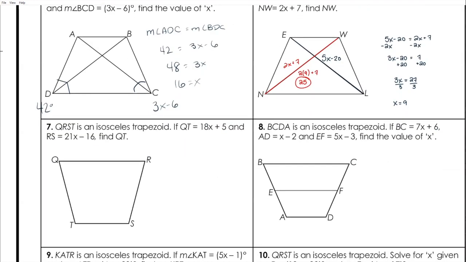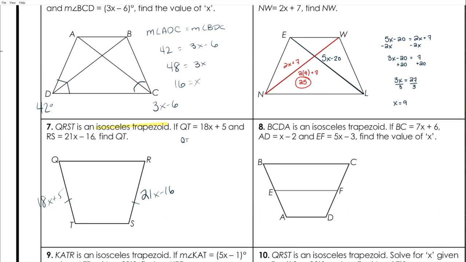Number 7, QRST is an isosceles trapezoid. We need to know that, okay? QT is the length 18x plus 5. RS is 21x minus 16. They told us this was isosceles, which means our legs are congruent. Since my legs are congruent, we can set them equal to one another.